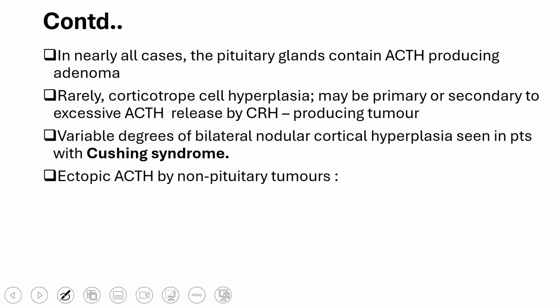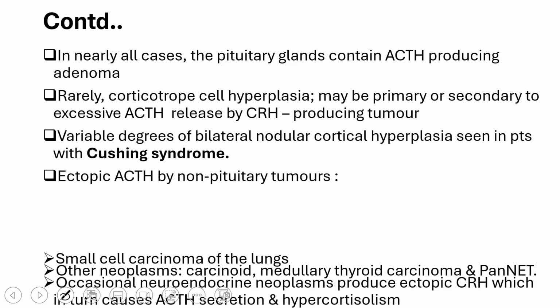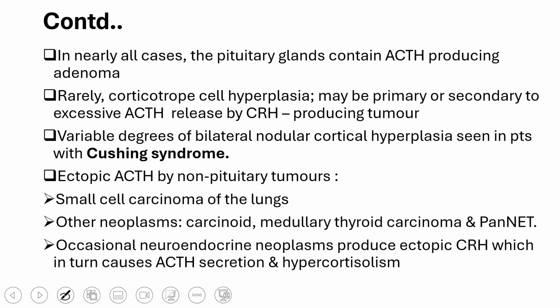And ectopic ACTH that we discussed earlier in paraneoplastic Cushing syndrome, where non-pituitary tumors were secreting the ACTH, like small cell carcinoma of the lungs and other neoplasms like the carcinoid, medullary thyroid carcinoma, and pancreatic neuroendocrine tumors, and various neuroendocrine neoplasms that may produce ectopic CRH other than in the hypothalamus, and that also causes ACTH secretion and hypercortisolism. These things can also be seen in some people.